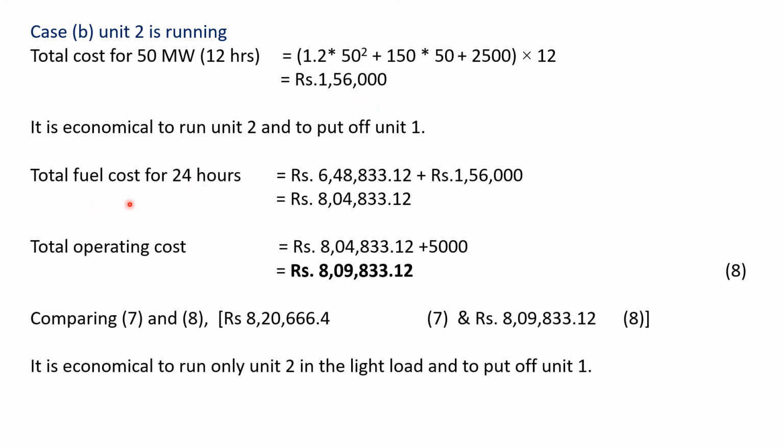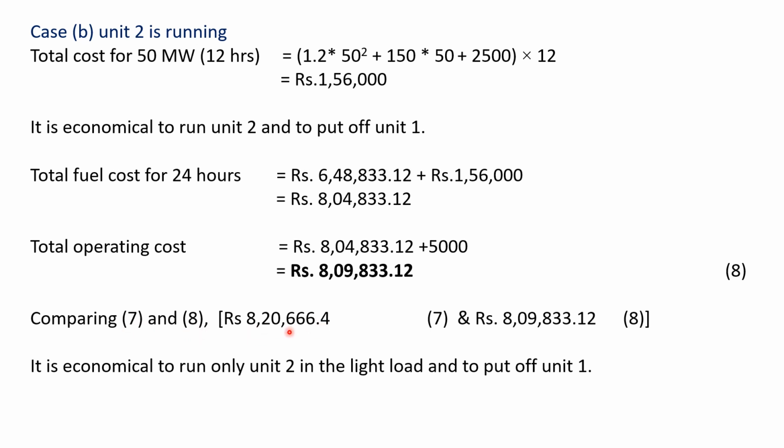So the total fuel cost for 24 hours I have to calculate: 6,48,833.12 plus unit 2 alone, which is less when compared to unit 1 being on, that is 1,56,000. Adding that, the total is 8,04,833.12. And they have given in the question the cost as 5,000, so I am adding that also. So the total operating cost is rupees 8,09,833.12. This is equation 7.